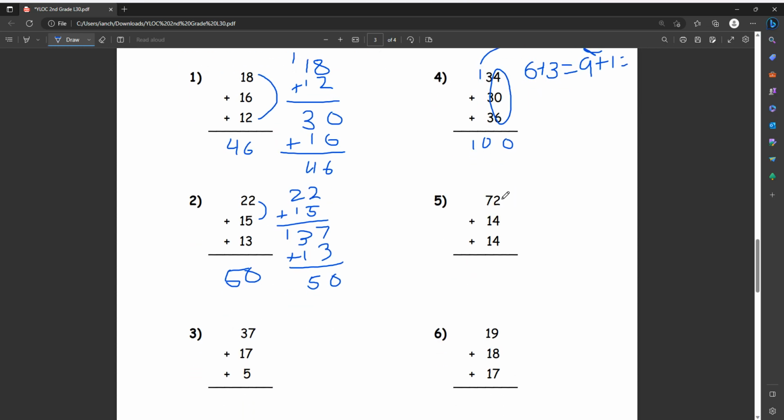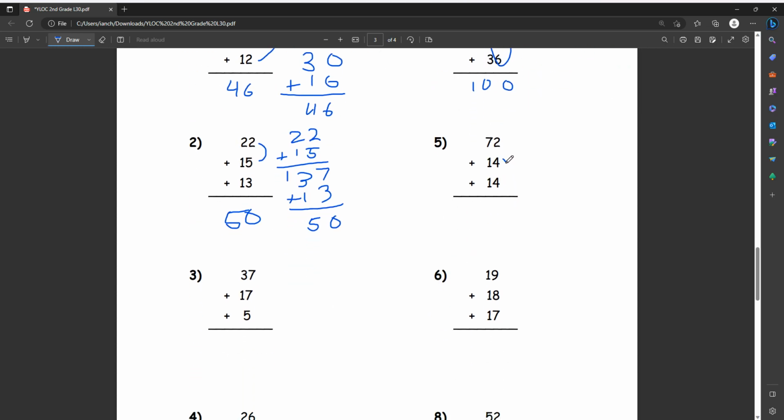Number 5, let's try adding all of our ones again. So 4 plus 4 equals 8. And then plus this 2, it becomes 10. So we write down a 0, add this 1. And then 7 plus 1 equals 8. 8 plus 1 equals 9. And 9 plus this 1 equals 100 once again.